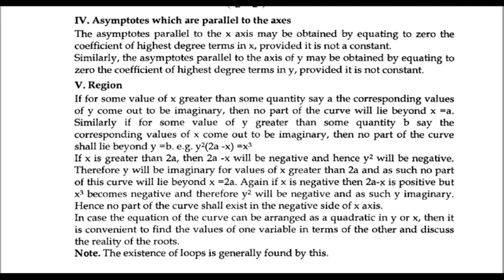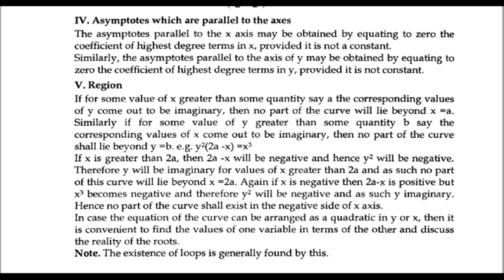If you consider this example, if x is greater than 2a, what happens? 2a minus x will be negative. Put x is equal to 2a, what will you get? At x is equal to 2a, y into 0, x is equal to 0. If x is greater than 2a, then y square is equal to x cube divided by (2a minus x), and this becomes negative.